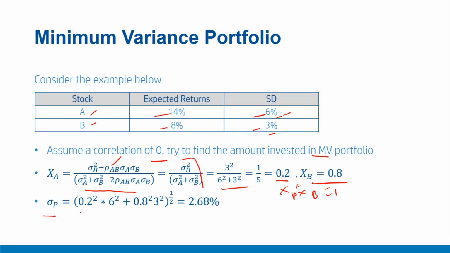Sigma P becomes the square root of 0.2 square into 6 square plus 0.8 square into 3 square, which is simply XA square sigma A square plus XB square sigma B square, raised to the power of half, which is 2.68%. So this is the risk of the minimum variance portfolio here.